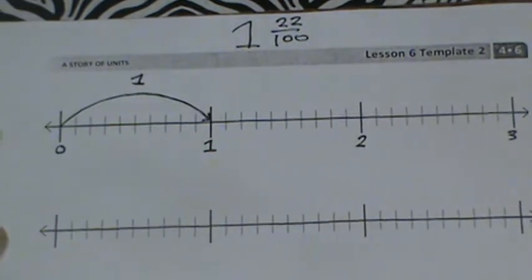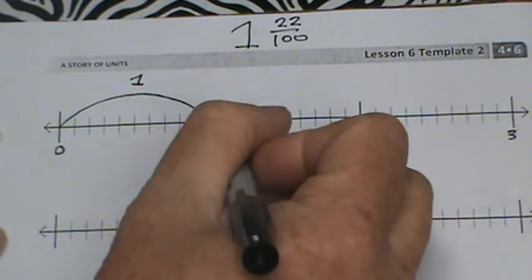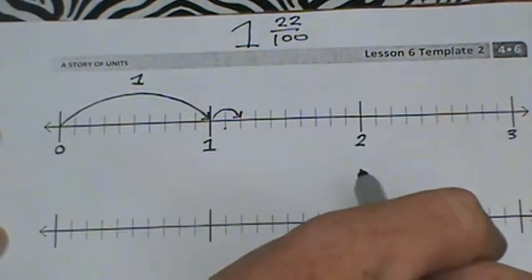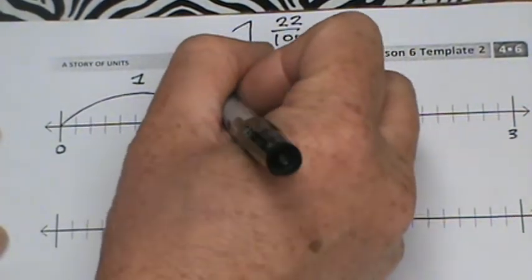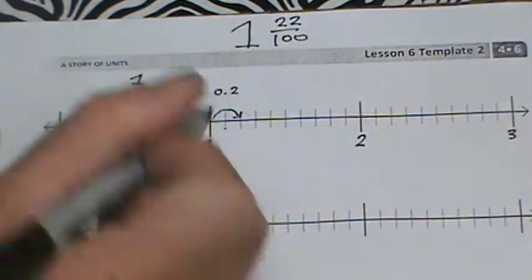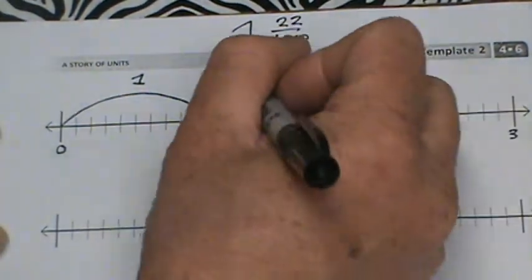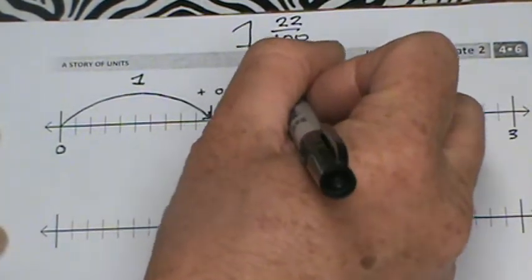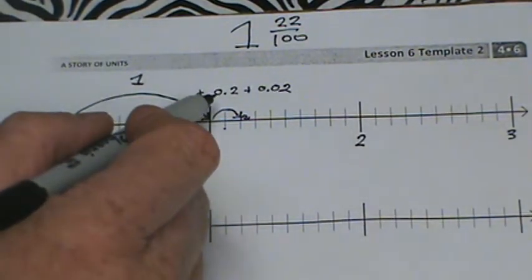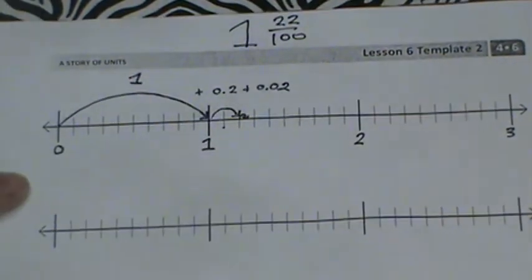But now what about this 22 hundredths? Well, these are in tenths, right? 1/10, 2/10. Boo! There's plus 0.2. But I'm not done yet because I have those little 2 hundredths. And it's just going to be dink, like that. So then we're going to add on 0.02. So 1 plus 2/10 plus 2 hundredths equals 1 and 22 hundredths.